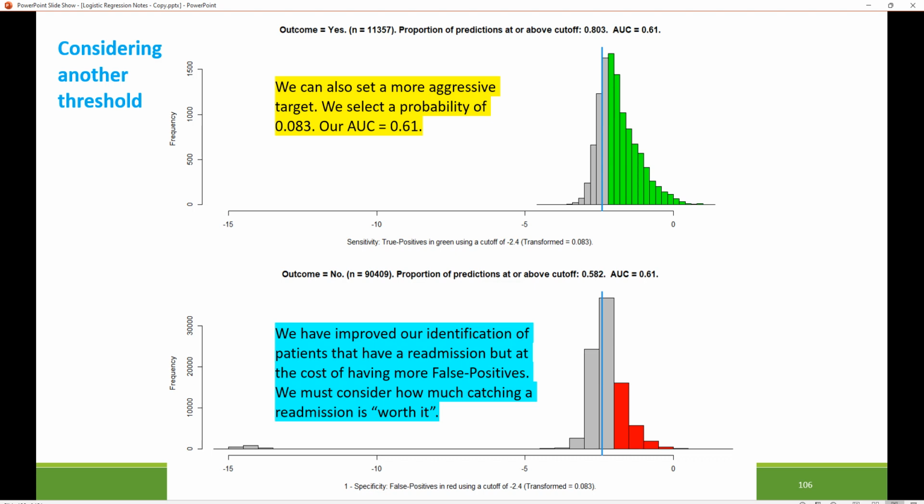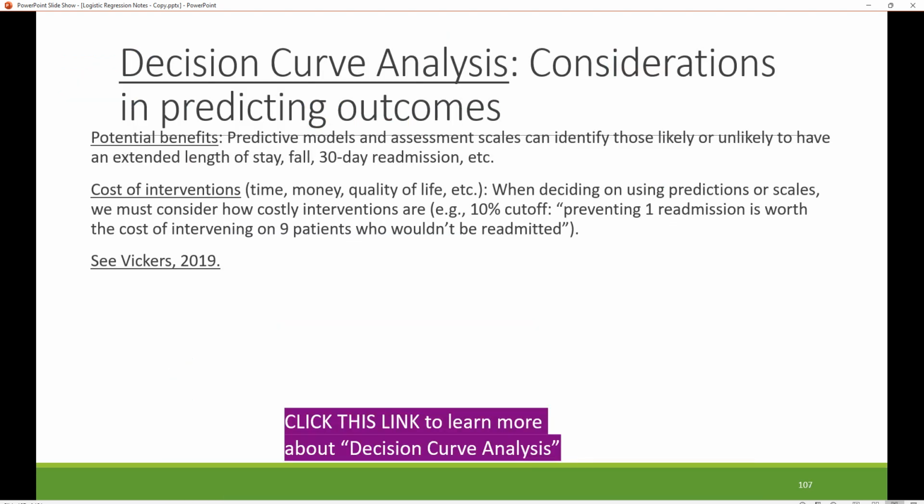So this is when we'd want to talk to our clients to ask them what they consider a good cutoff. Depending on where we set the cutoff, we'll catch more true positives, but we'll also have more false positives. And so this is where a decision curve analysis comes into play. These are considerations in predicting outcomes. We can consider potential benefits.